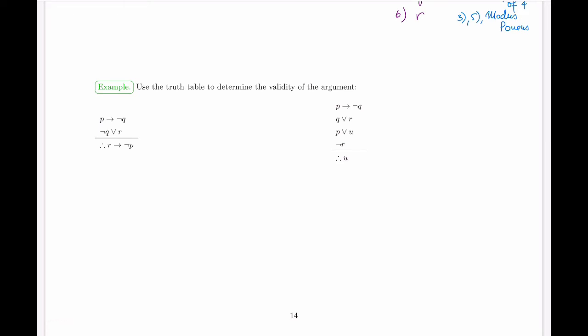Notice that your truth tables here are going to be quite extensive. You're going to need 3 variables here and 4 variables here. Look for critical rows where all of the premises are true and see if the conclusion in that row is also true. If it is, the argument is valid. If it's not, then it is invalid.